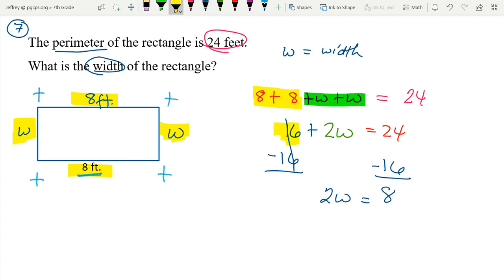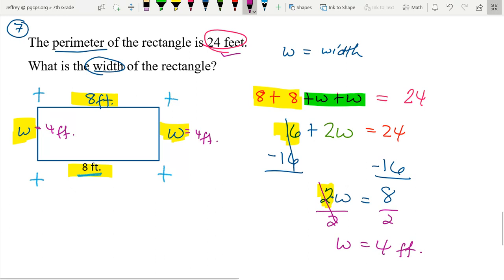Then we need to isolate the variable, right? So let's do the opposite. 2W means 2 times W, so we need to divide by its coefficient. That's going to be divided by 2 and divided by 2. So W is equal to 4 feet. Our width is 4 feet. Now, if you add all four sides, 8 plus 4 is 12, then another 12 will give us 24 feet. And we are done. Please review these steps and also review the video again if you have to. Hope this helps.